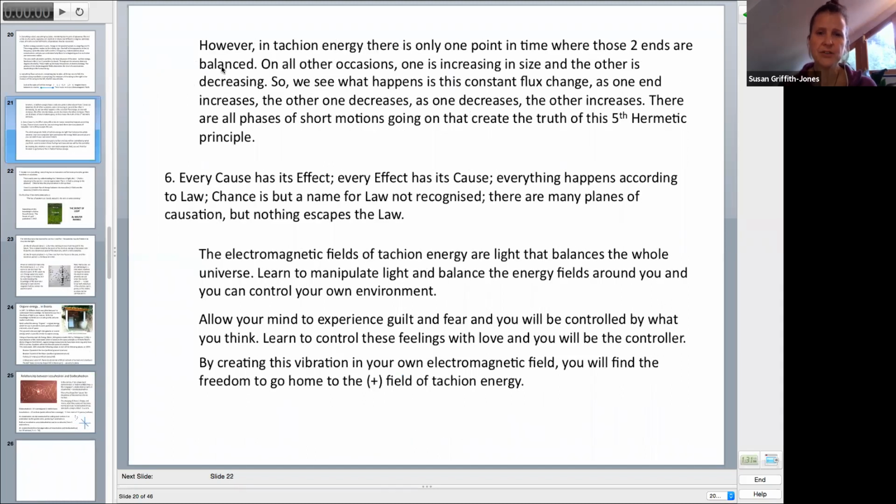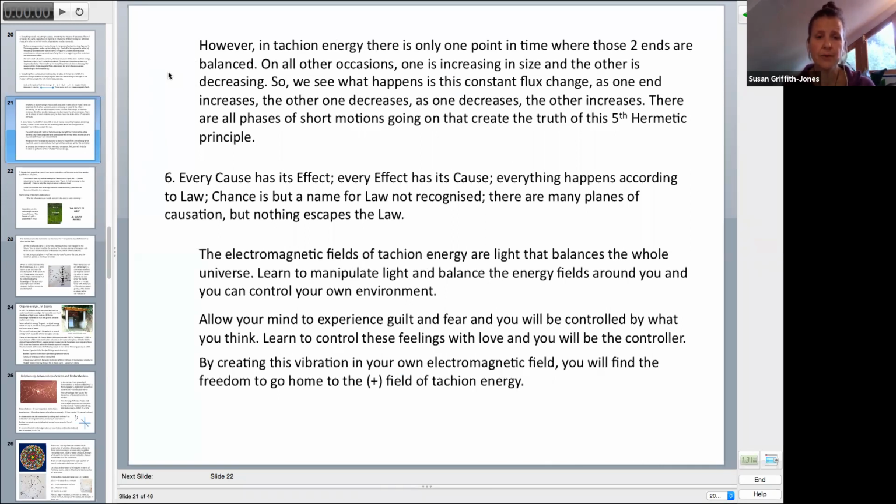However, in tachyon energy, there is only one point in time when those 2 ends are actually balanced. On all other occasions, one is increasing in size and the other is decreasing. So we see what happens in this constant flux change. As one end increases, the other one decreases. As one decreases, the other increases. There are all phases of short motions going on that create this truth of the 5th Hermetic principle.